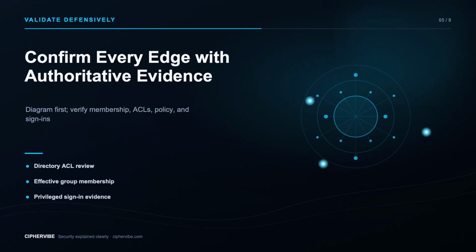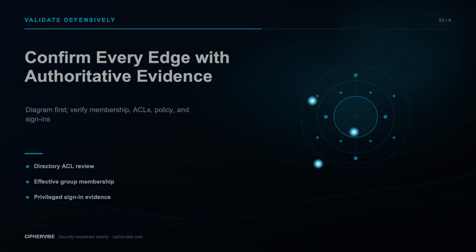For our practical example, the evidence confirms all three edges. The finding is not domain compromised. The accurate finding is a lower trust support identity can influence administrative membership on a server used by a control plane administrator, creating an avoidable privileged path.